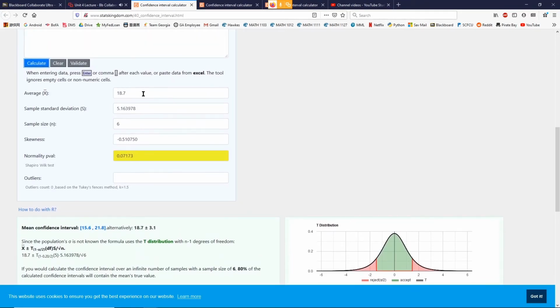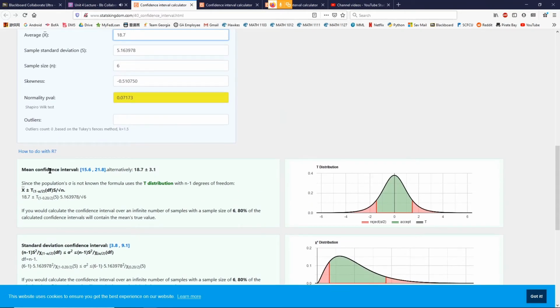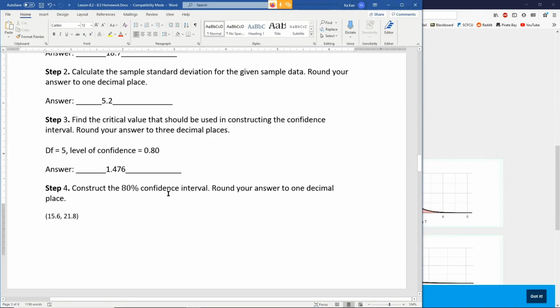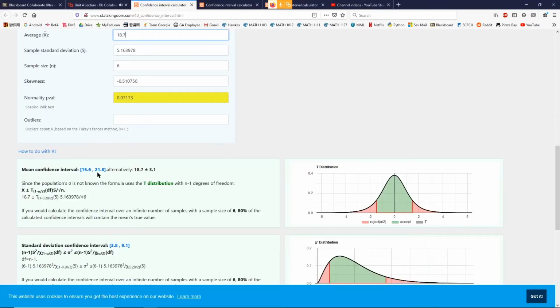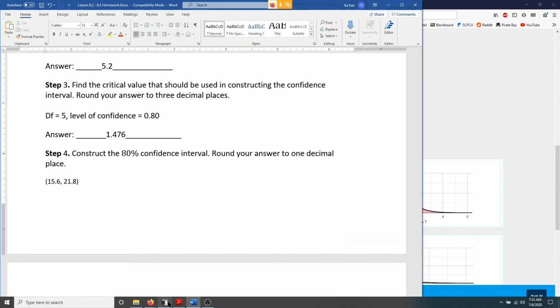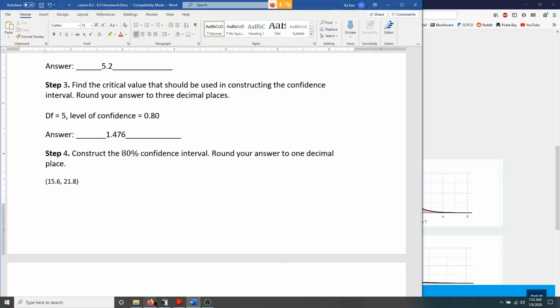Now you see how they give you all the sample statistics, like average, standard deviation, sample size. Skewness is basically measuring how skew, like how left and right is the population distribution going, but that doesn't matter here. So now look at this. Mean confidence interval 15.6, 21.8. It's the same thing. Again, it's a lot easier on the website. So basically that's it for the T confidence interval.